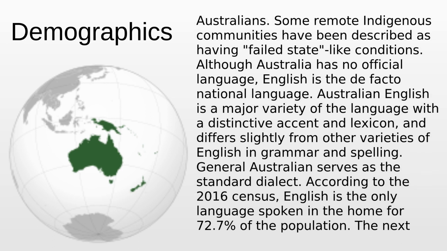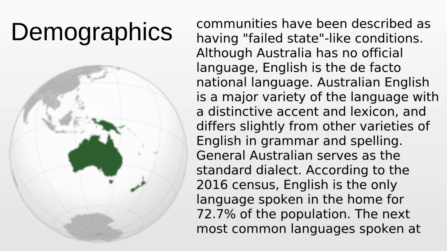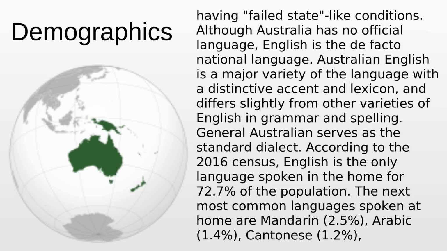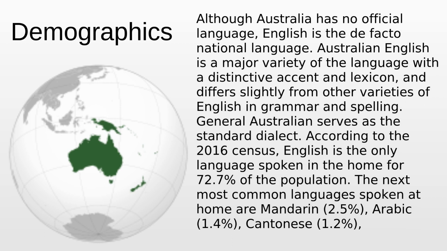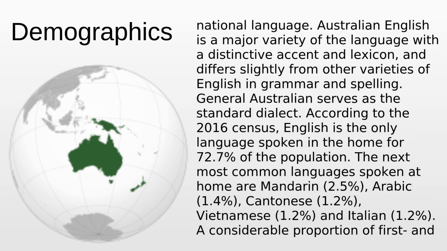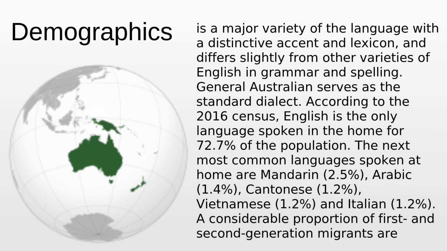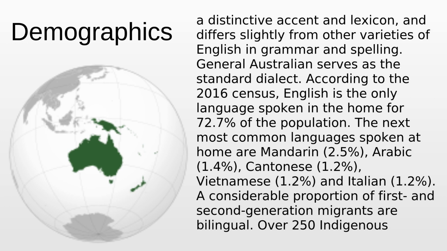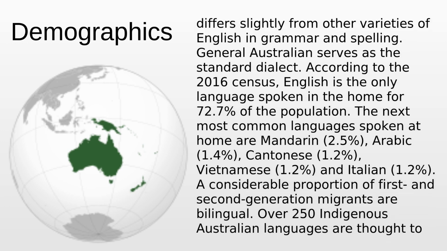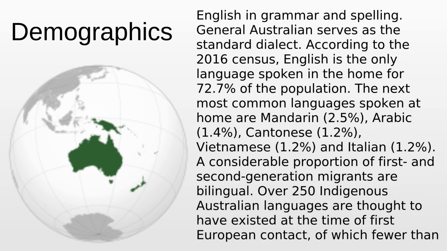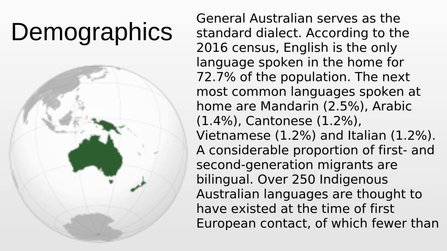Although Australia has no official language, English is the de facto national language. Australian English is a major variety of the language with a distinctive accent and lexicon, and differs slightly from other varieties of English in grammar and spelling. General Australian serves as the standard dialect. According to the 2016 census, English is the only language spoken in the home for 72.7% of the population.